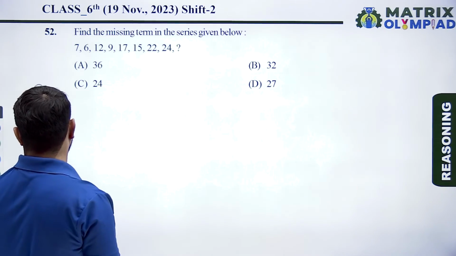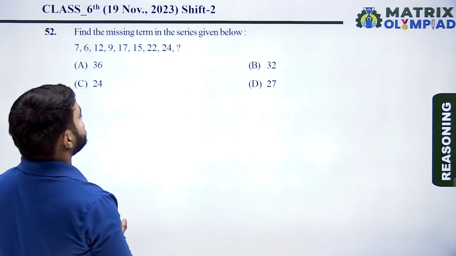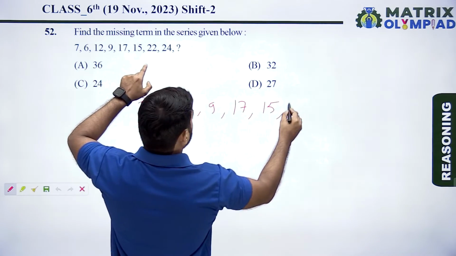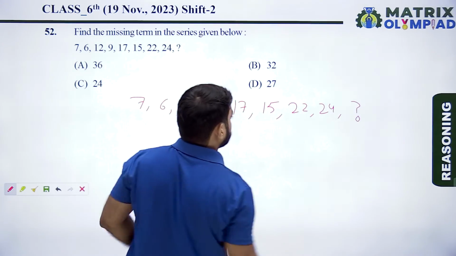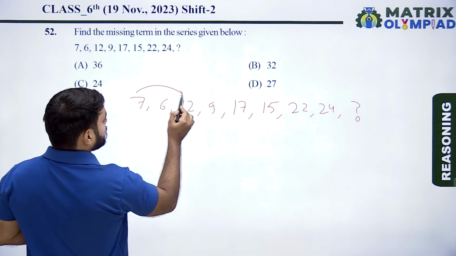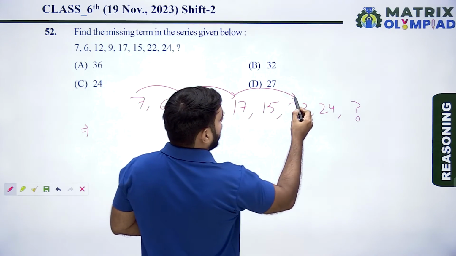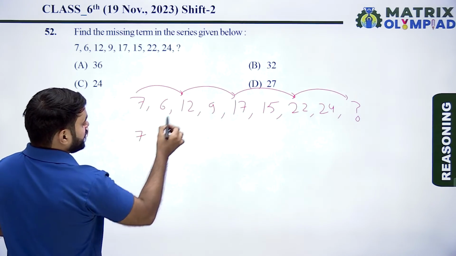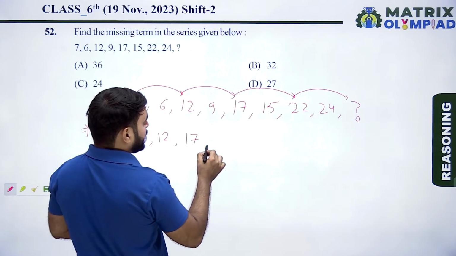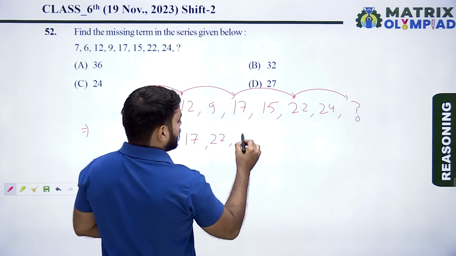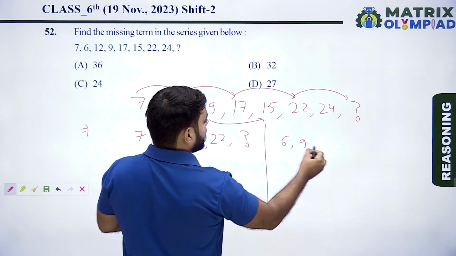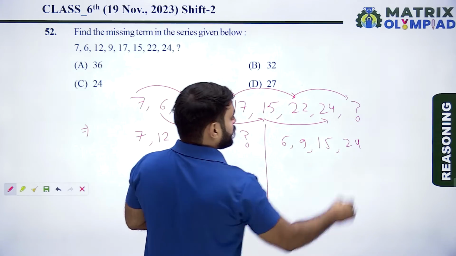Now the next question is question number 52. Find the missing term in the series given below. The series is 7, 6, 12, 9, 17, 15, 22, 24, and next is missing. So find the pattern of the given number series. Choose the alternate terms and make two number series. After 7 the next alternate number is 12. After 12 the next alternate number is 17. After 17 the next is 22. After 22 the next alternate number is missing. And the second series is 6, 9, 15. After 15, next is 24.